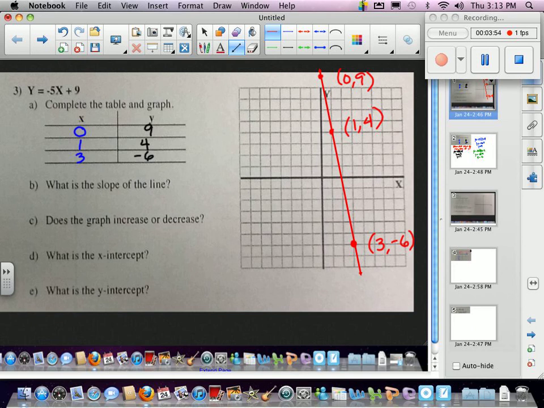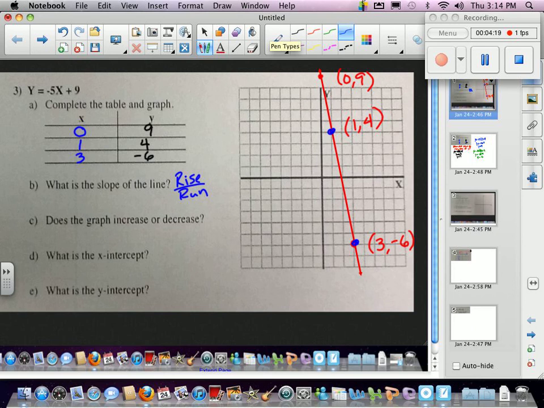Part B in this problem, what is the slope? Since we're kind of new to slope, we're just going to look at it from the standpoint of rise over run. So I'm going to use this ordered pair and this ordered pair. We could use the slope formula if we knew that, but we'll talk about that more at another time.